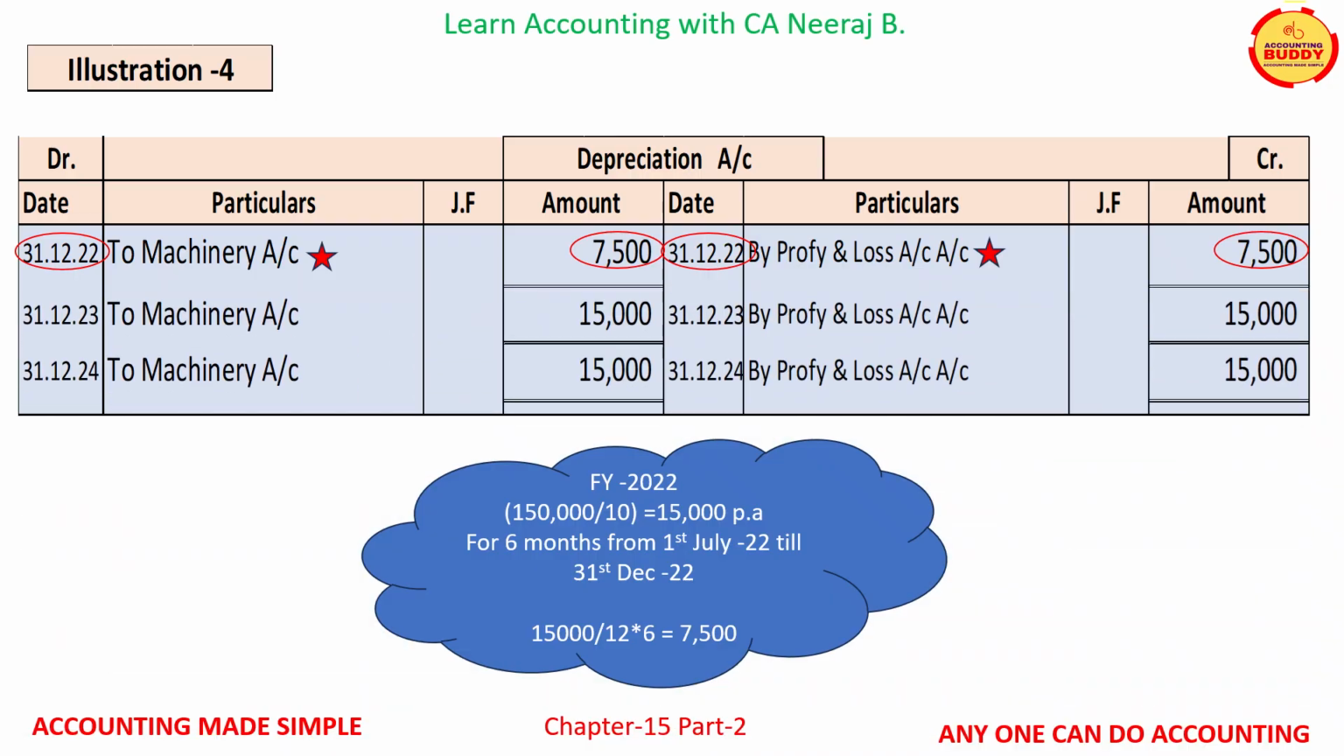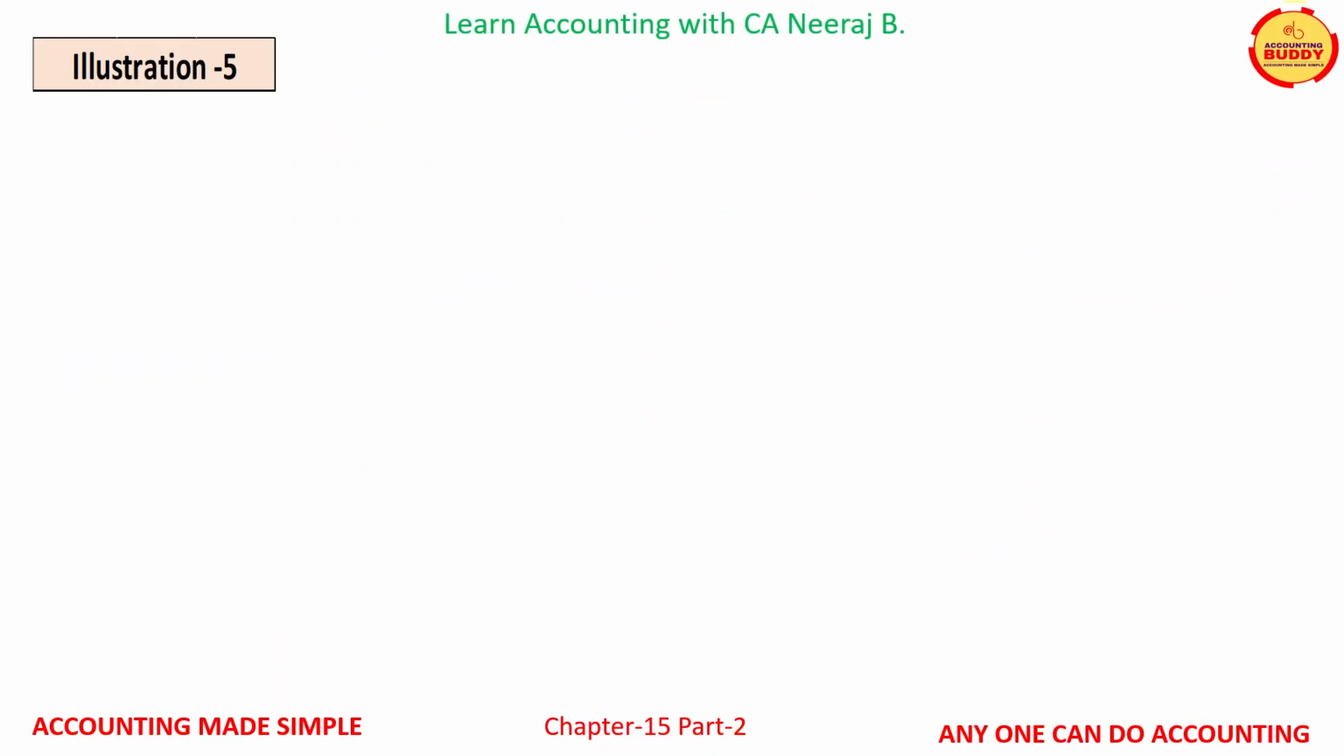Now for the financial years 2023 and 2024, the annual depreciation on the last day, that is 31st December 2023 and 31st December 2024, amounting to $15,000 for each year, will be recorded in the nominal account of depreciation by writing the words to machinery account. The depreciation of $15,000 for each year will be transferred to the profit and loss account of the respective financial years. Let us take up another illustration.